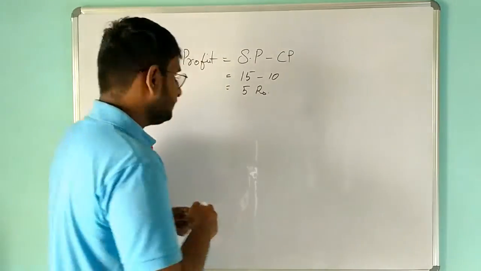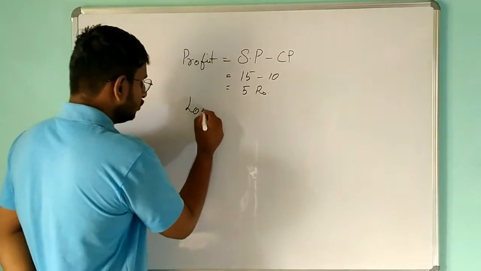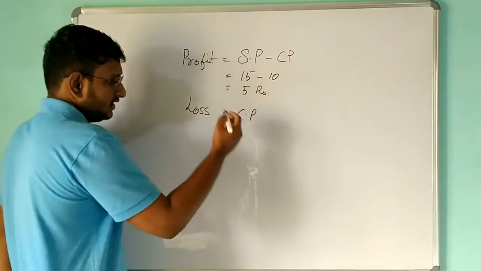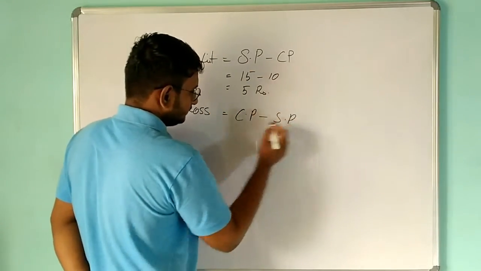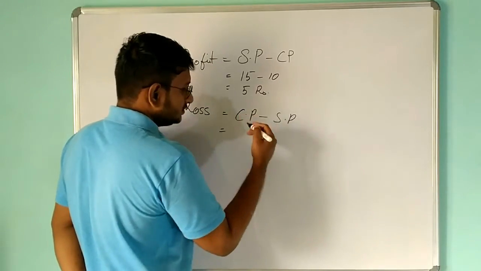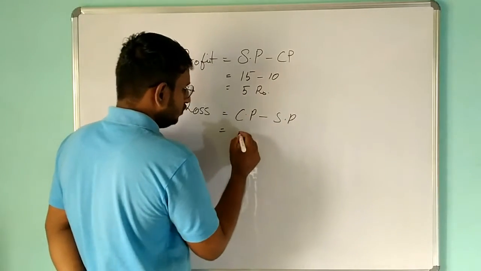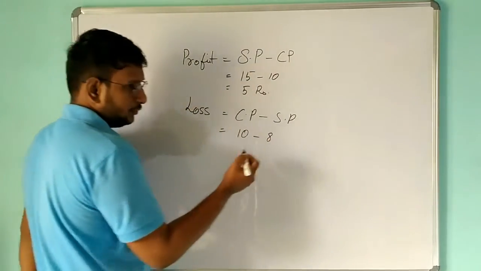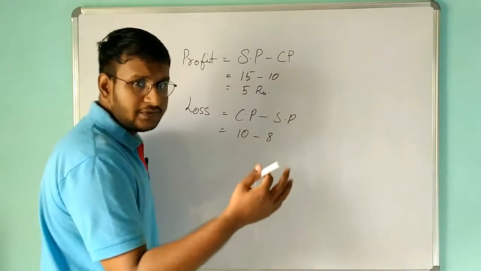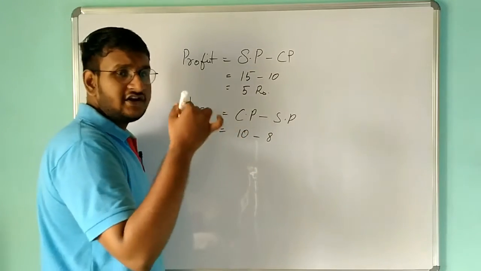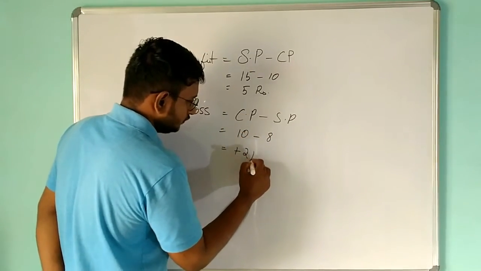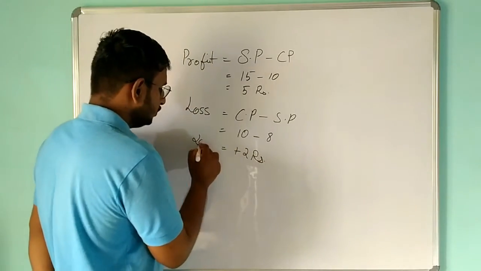So loss is equal to, what will the loss formula be? Cost price minus selling price. Let's say the cost price is 10 and the selling price is 8 rupees. You are making this pen for 10 rupees and selling it for 8 rupees. Then you will incur a loss of 2 rupees.